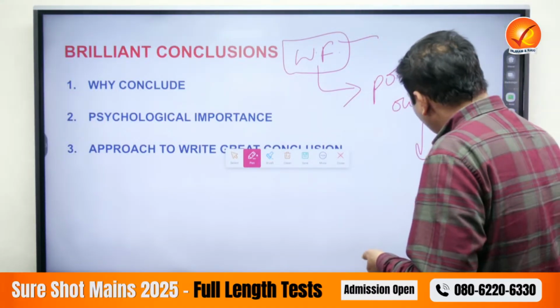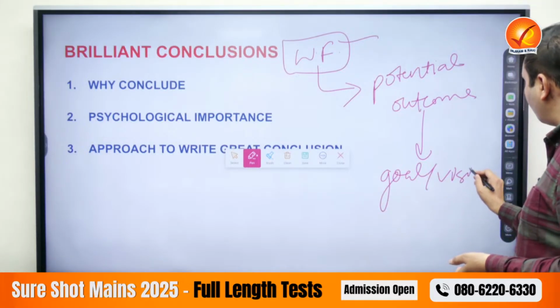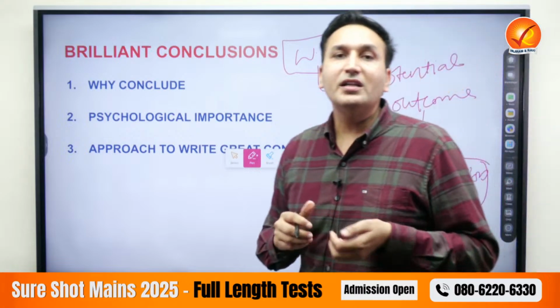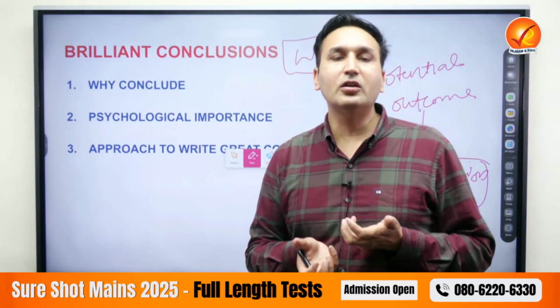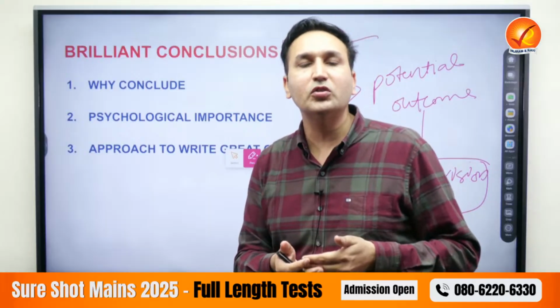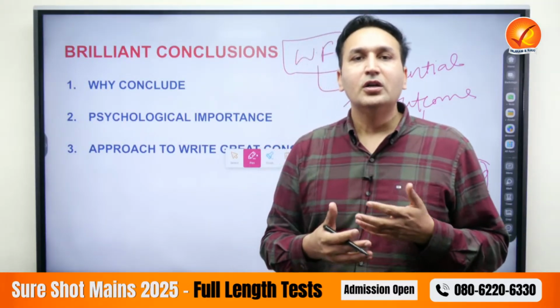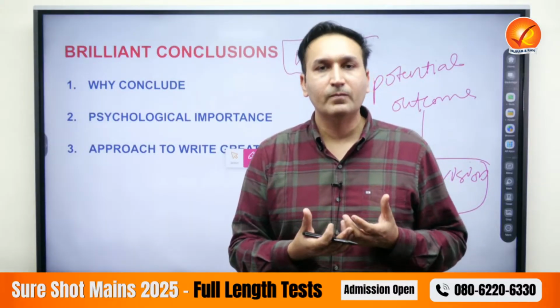and link that outcome to some goal or vision, like Viksit Bharat, Atmanirbhar Bharat, net zero by 2070, doubling farmers' income. All these are goals, they have to be utilized in the conclusion. Your conclusion should take the conversation towards some long term vision, towards some end goal that we want to achieve as a nation, as a humanity, right?